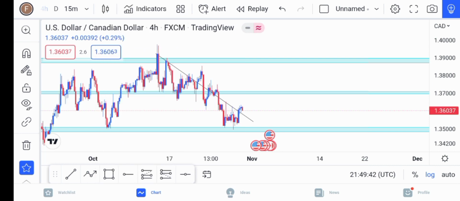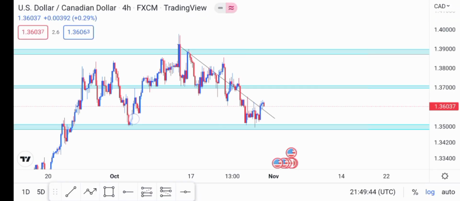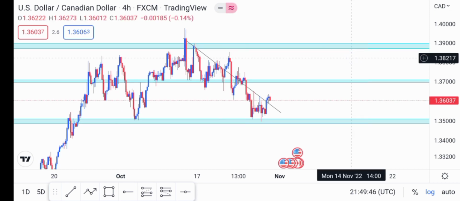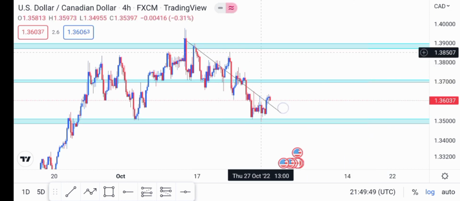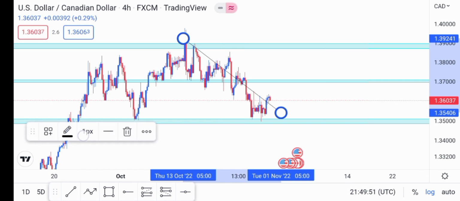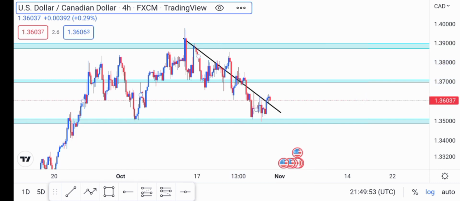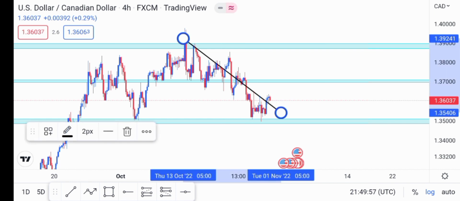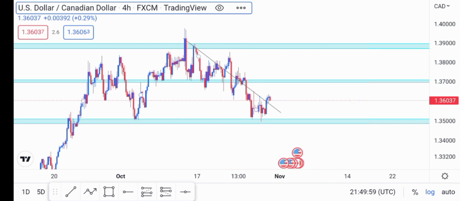Going back to this area here. If you look closely, I've indicated this here. It seems like it's okay. So this is what we have. So let us cater for the lower side as well.